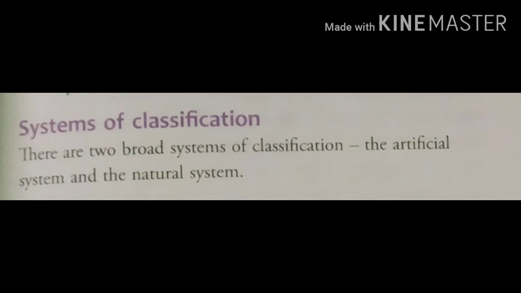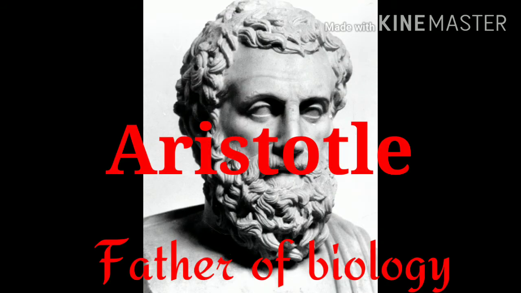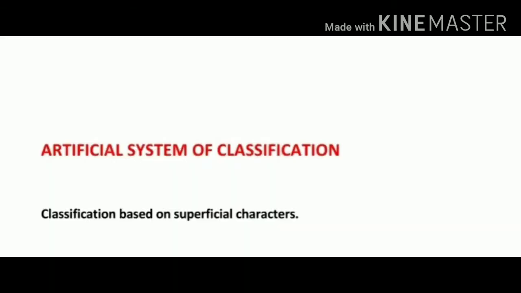There are two types of classification: the artificial system and the natural system. The artificial system of classification was introduced by Aristotle, who is also known as the father of biology. So, what does artificial system of classification mean? It was totally based on superficial characters. What does superficial characters mean? Superficial characters means what we see.